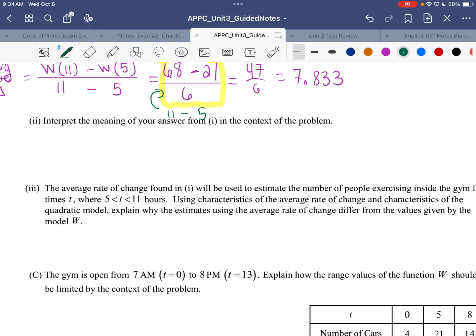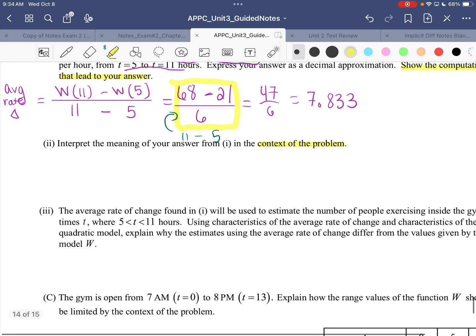Interpret the meaning in context. So in context of the problem means you should talk about the situation. But what is happening in this situation? We're in a gym, right? And we're talking about the numerator, the number of people exercising at those time periods. So how to interpret?